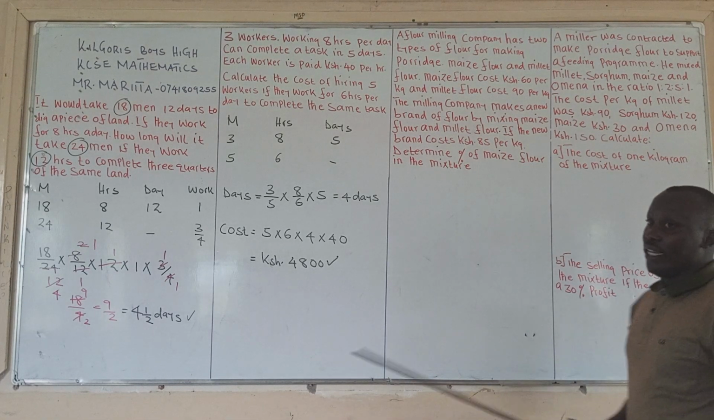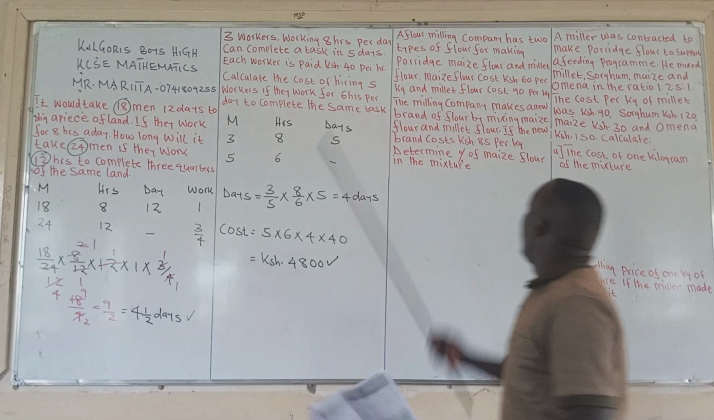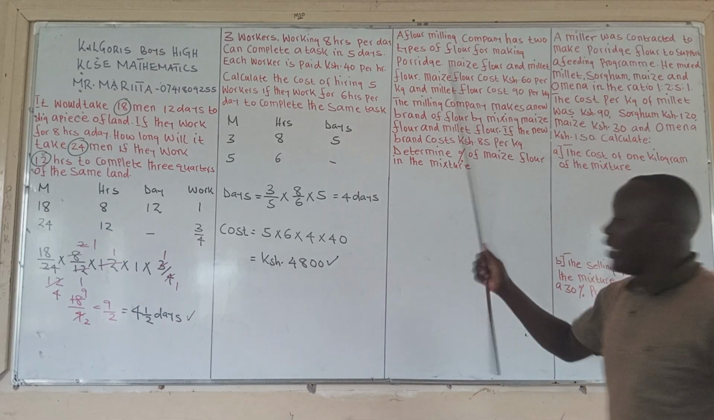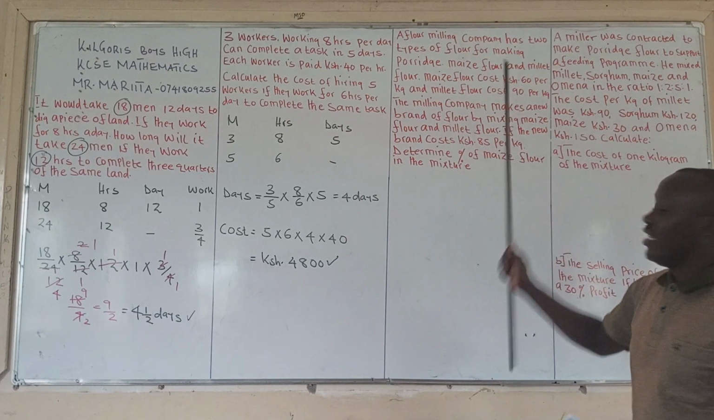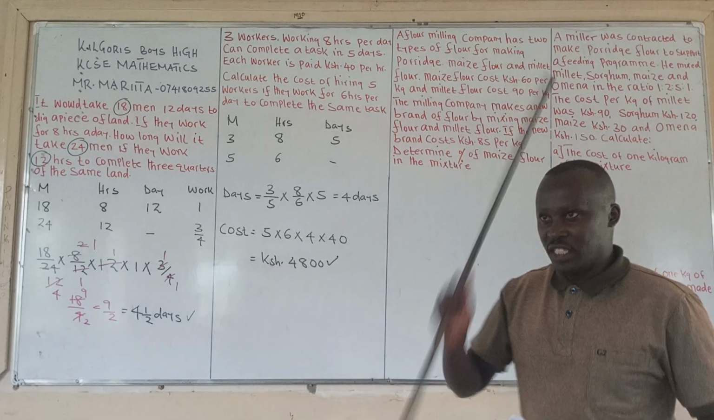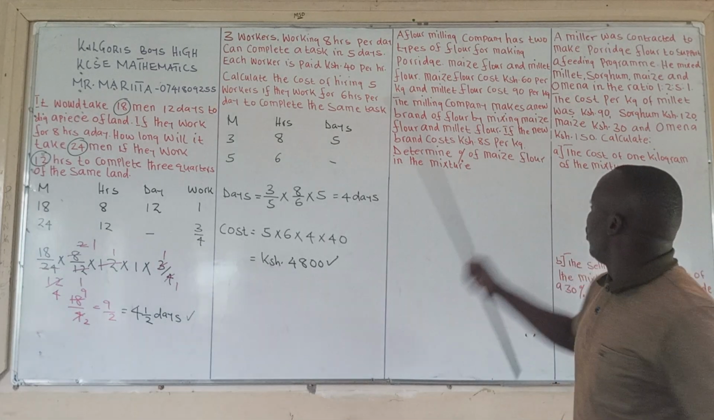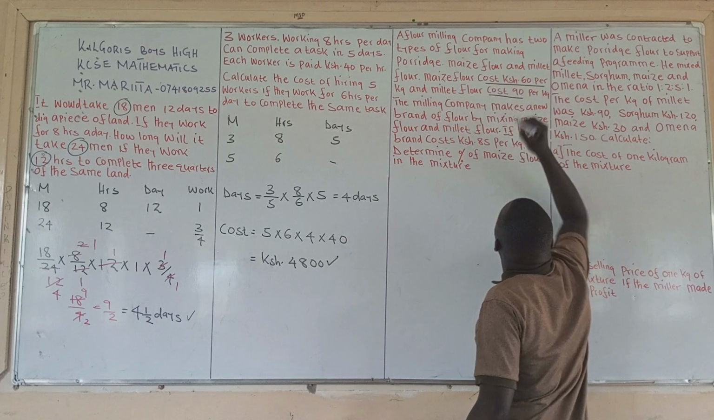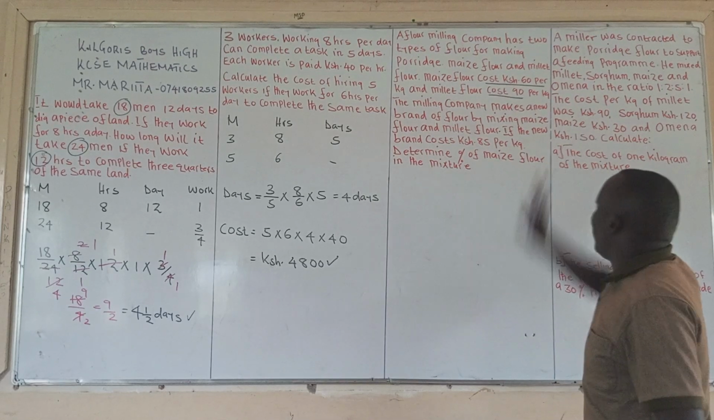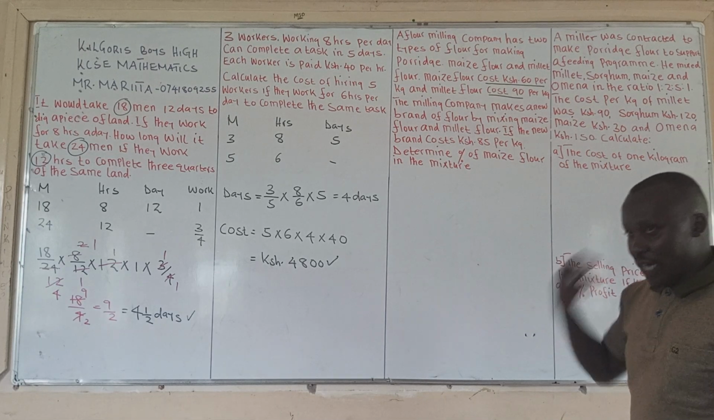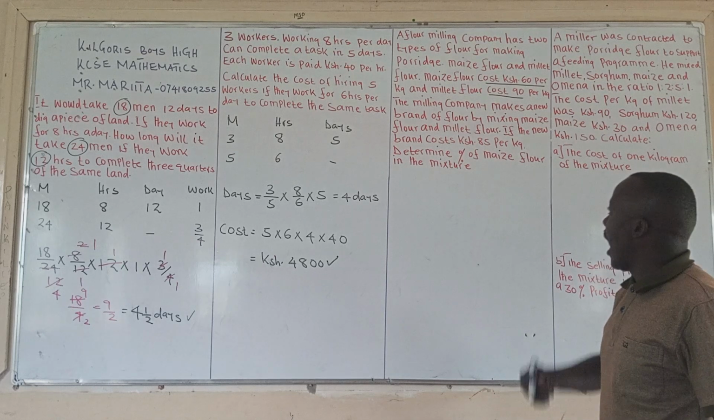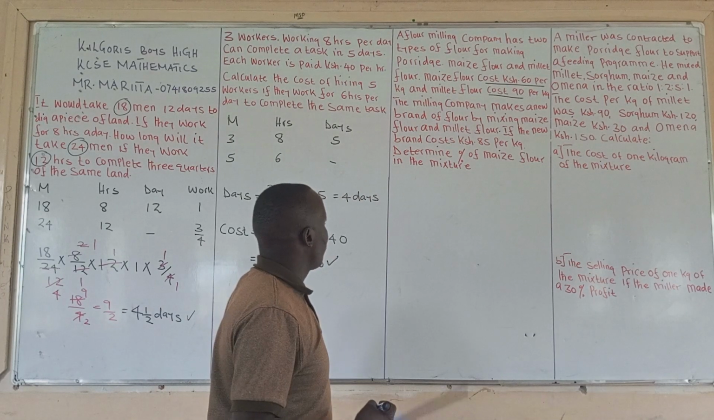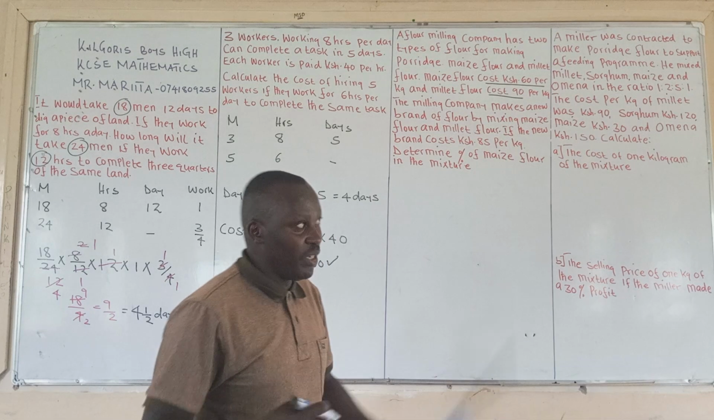Question number 3: there is a flour milling company that has 2 types of flour for making porridge. We have maize flour and millet flour. Maize flour costs 60 shillings per kilogram. 1 kilogram of millet costs 90 shillings. The milling company makes a new brand of flour by mixing maize flour and millet flour. If the new brand costs 85 shillings per kilogram, determine the percentage of maize flour in the mixture.